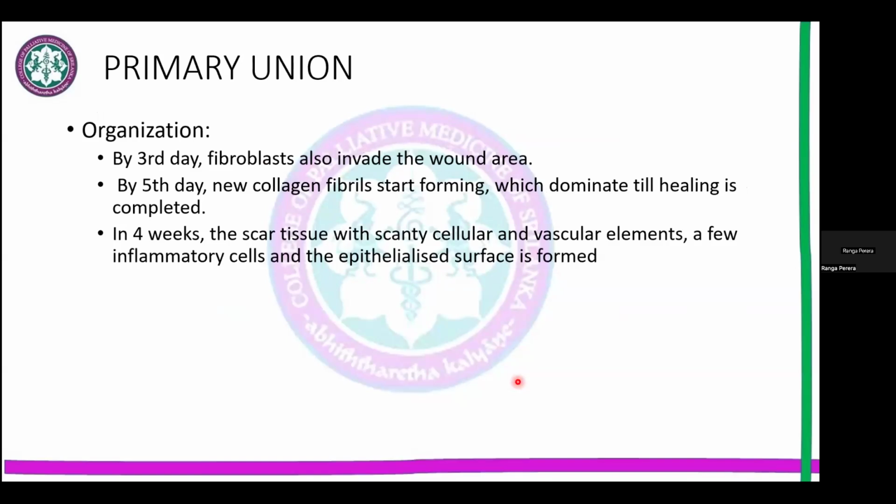So in primary union, by the 3rd day, fibroblasts will also arrive at the wound area. By the 5th day, collagen will be formed. For 4 weeks, the scar will have scanty cellular and vascular elements, and you can only see a few fibrous tissue cells and fibers there.